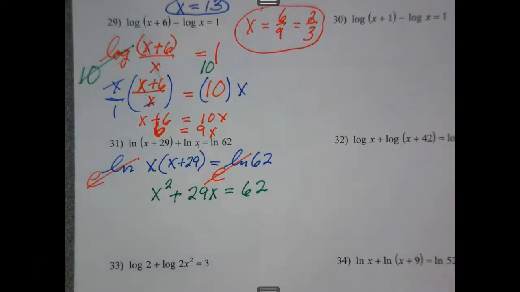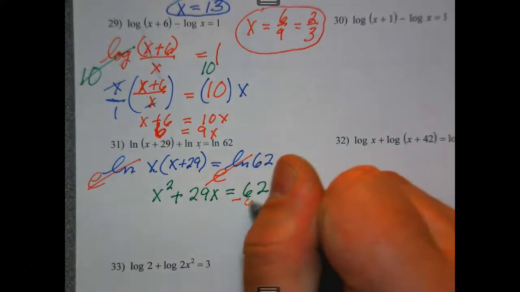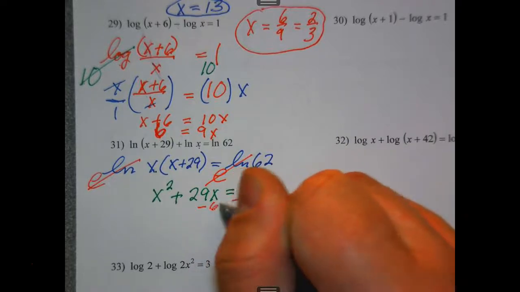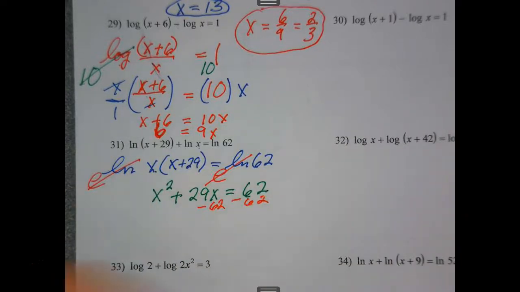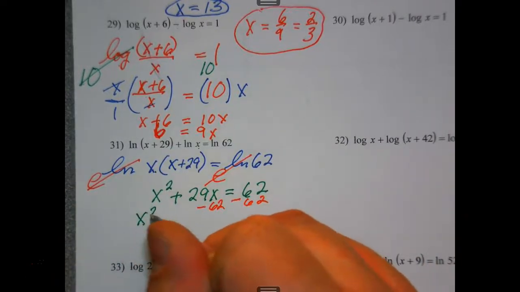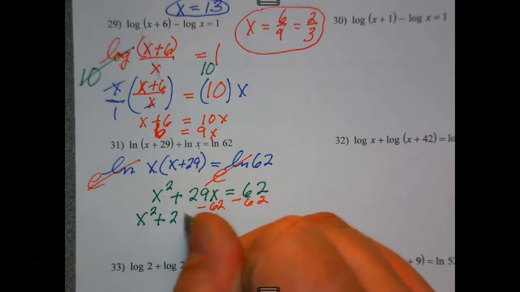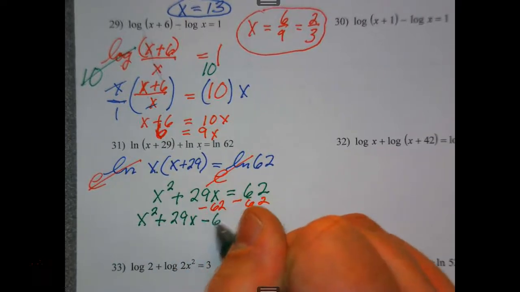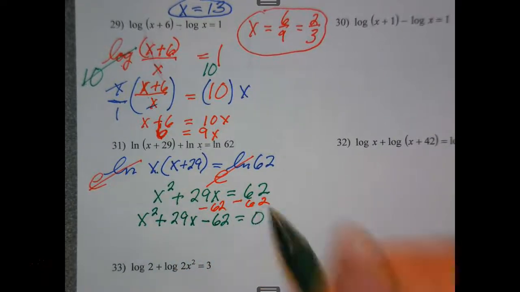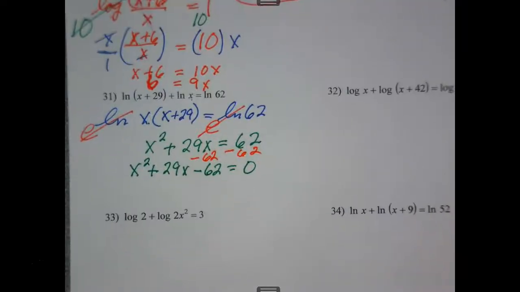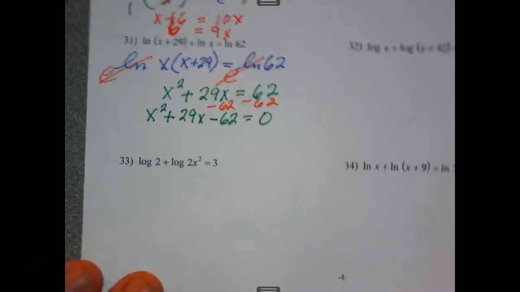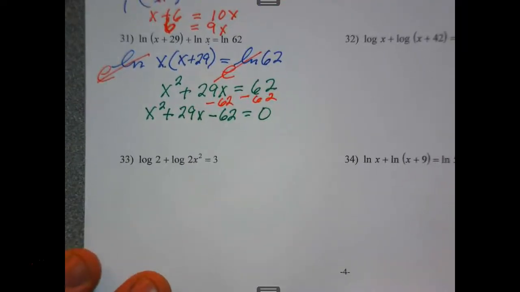Now I have a quadratic. So I've got to solve for x. I'm going to have to get 0 on one side. Minus 62. X squared plus 29x minus 62 equals 0. And luckily, they gave us a very easy quadratic equation to factor.